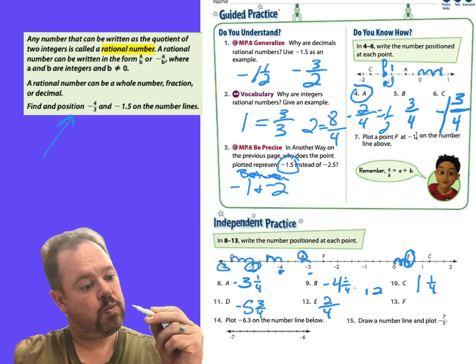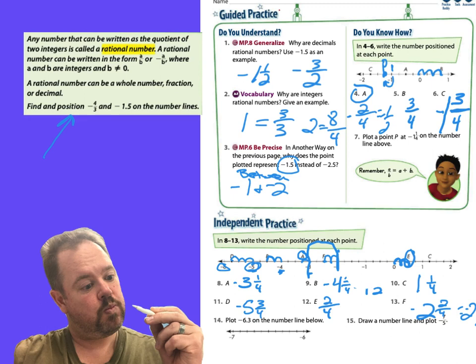And letter F is between -2 and -3. So I know it's going to be past -2, but not quite to -3. So it's between -2 and 1/4, 2/4. -2 and 2/4, which we know we can reduce to -2 and 1/2.